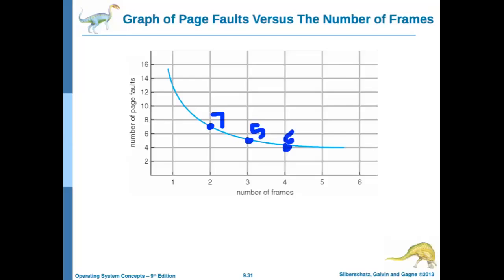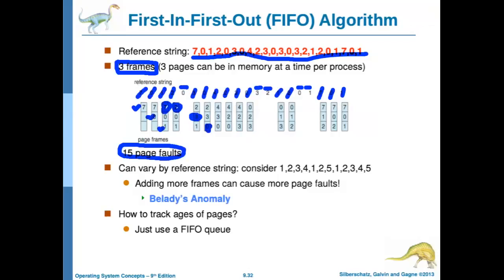And here it is 4, something like this. Sorry, it is 4 here. It's actually 4 point something, but let us think like 4. Whereas what Belady's anomaly says is that there is a situation which will cause more page faults if you add more frames. So this is actually contradicting our previous diagram.